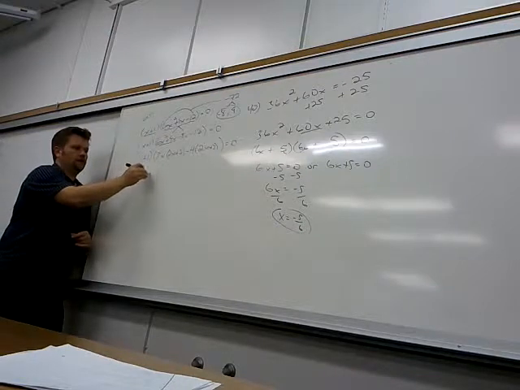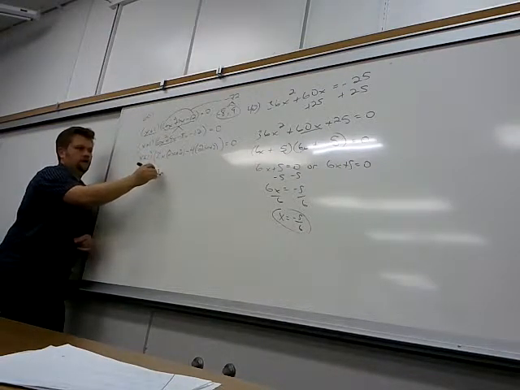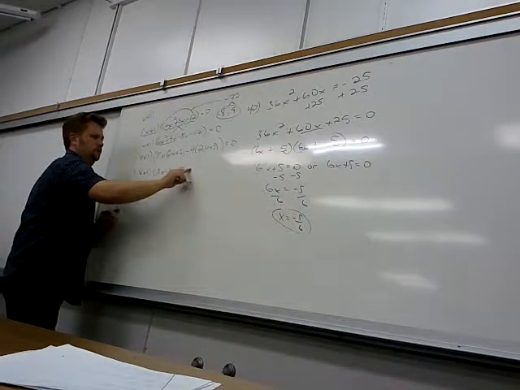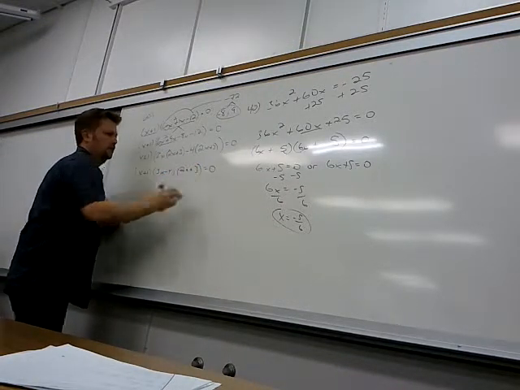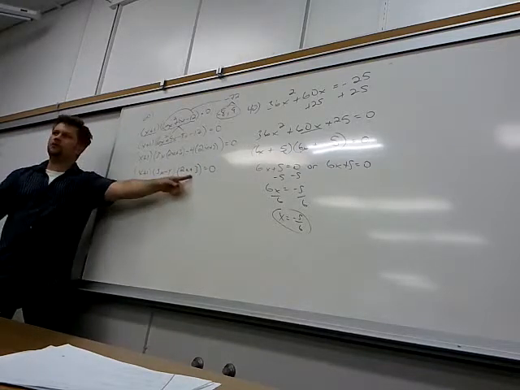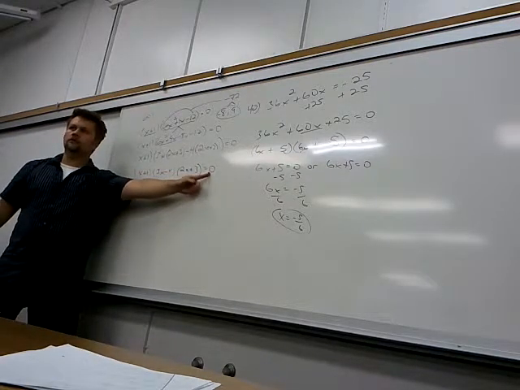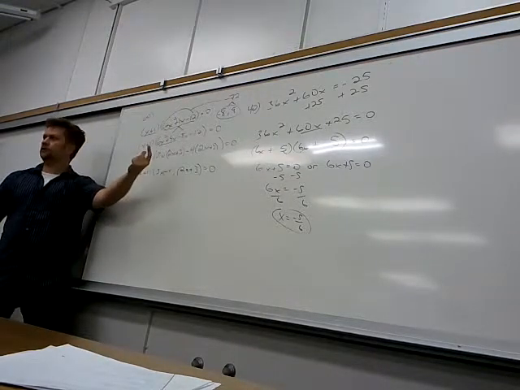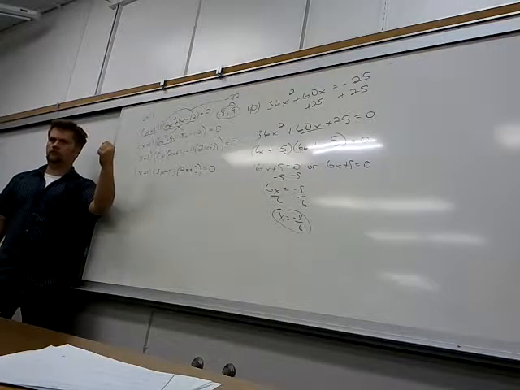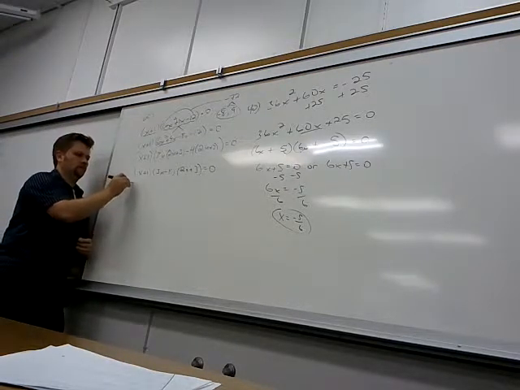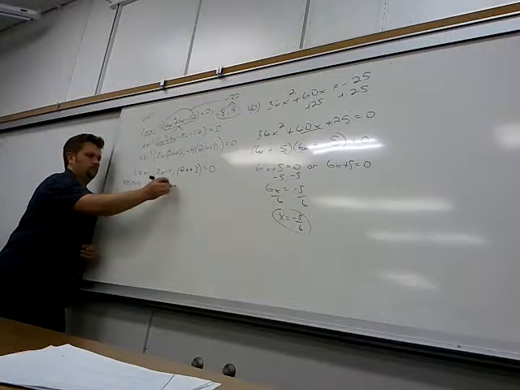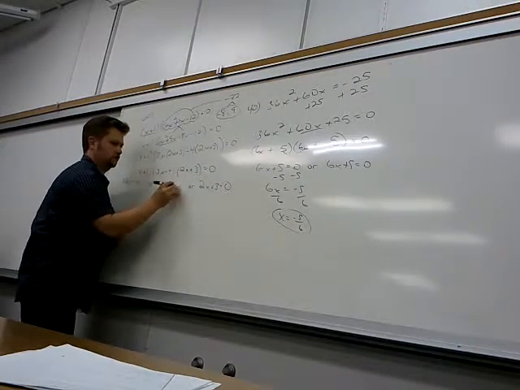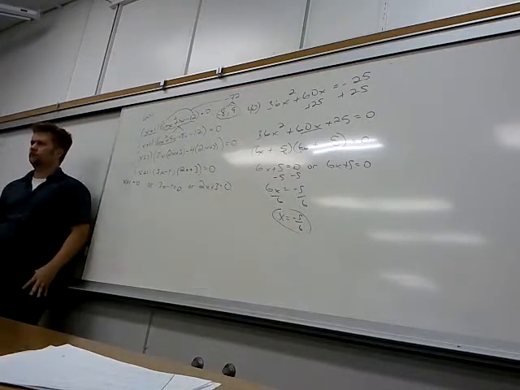This guy just comes for the ride. 3x minus 4. Good, 3x minus 4. 2x plus 3. 2x plus 3. And I don't care how many you have in a row, if it equals 0, one of them's got to be 0. Either it's the first one, or the middle one, or the last one. Cool. So either x plus 1 is 0, or 3x minus 4 is 0, or 2x plus 3 is 0.